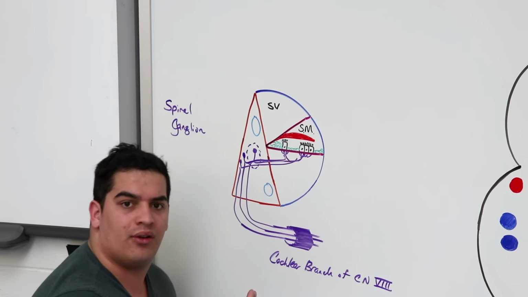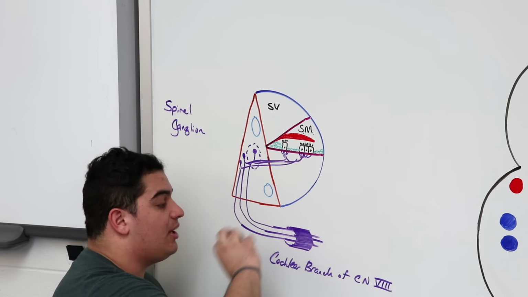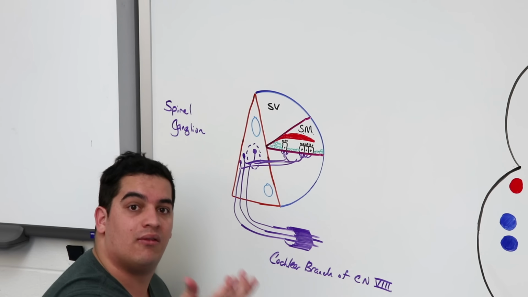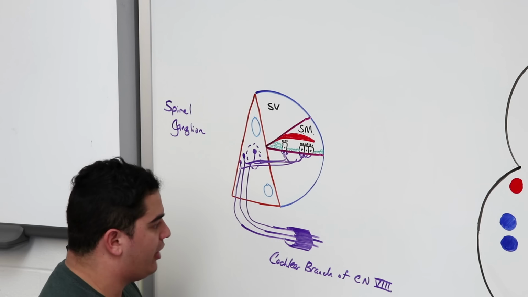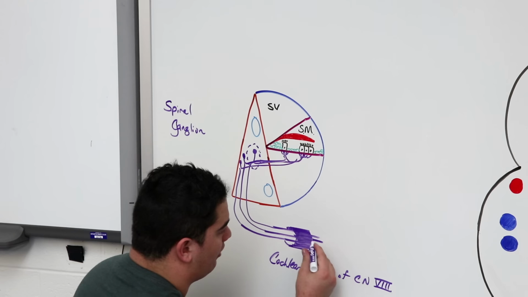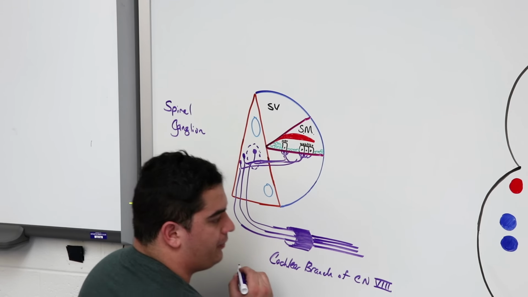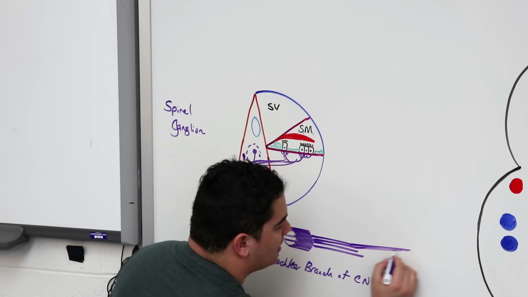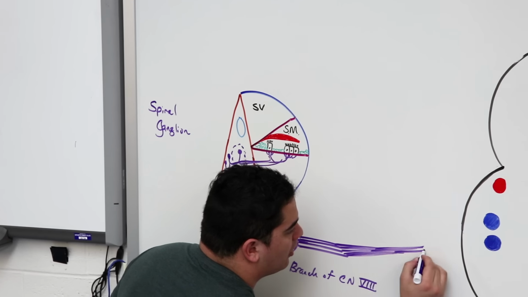Because there's two branches, you know? The cochlear branch, which is coming from the cochlea, picking up sound waves, and the vestibular branch, which is coming from the actual vestibule and the semicircular canals, picking up static and dynamic equilibrium. Now, this cochlear branch of the vestibulocochlear nerve is going to start moving. We're only going to focus on the cochlear branch in this video, right?